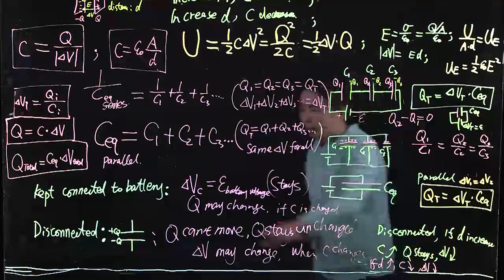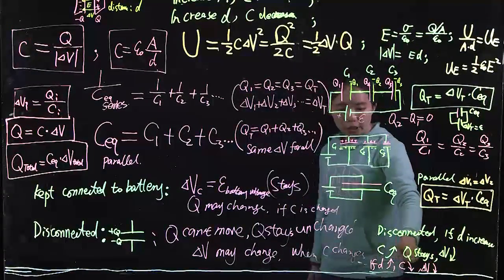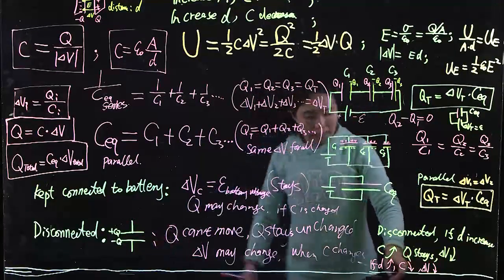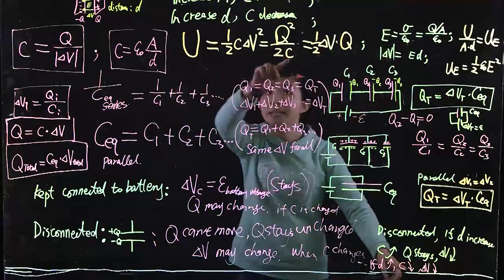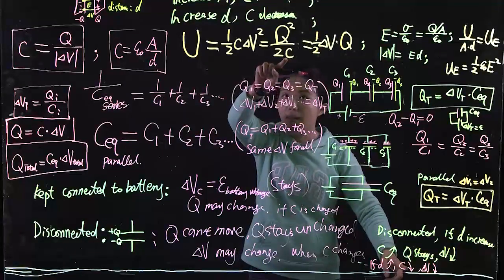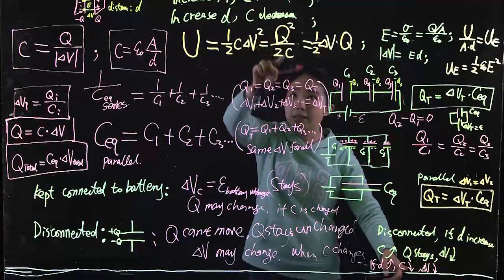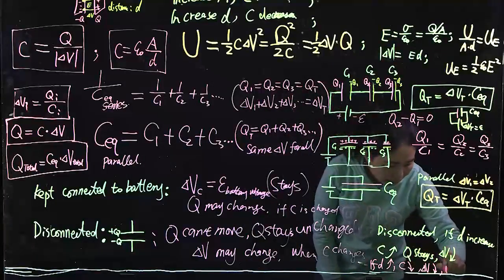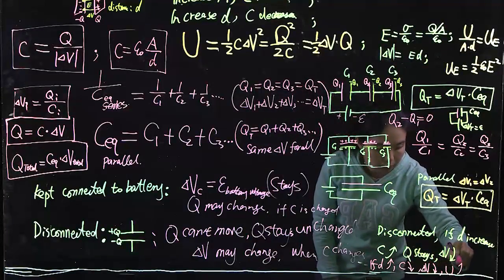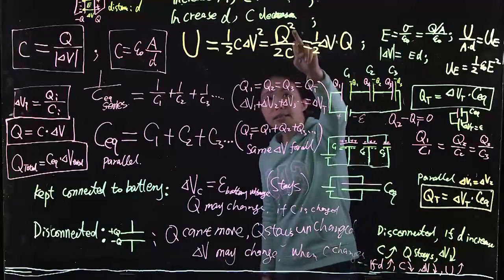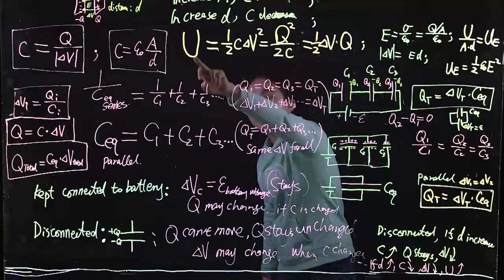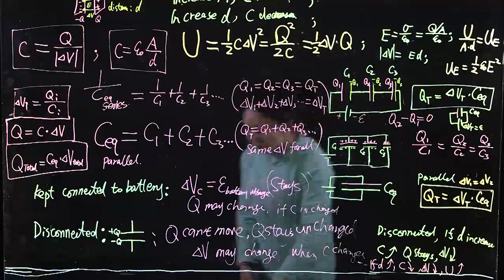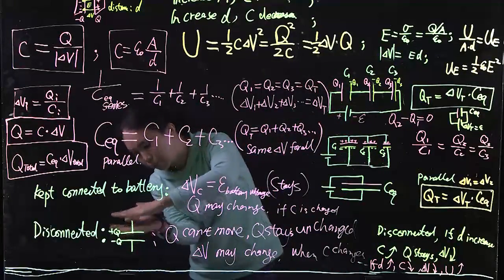Here, in this situation, if your Q is fixed, not changing, and your capacitance C is reduced, Q stays unchanged, C reduced, in that situation, your energy is going to increase. Why? Q stays the same, C reduced, this value is going to increase. Okay? So what happens if you have a pair of capacitors?